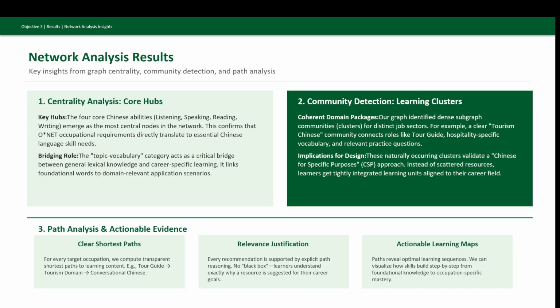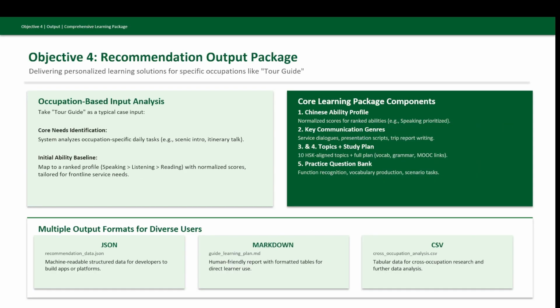For example, a clear tourism Chinese community connects tour guides, hospitality vocabulary, dialogue examples, and practice questions. Path analysis provides transparent shortest paths: tour guide to tourism domain to conversational Chinese, making every recommendation explainable. Link prediction ranks occupation-to-course candidates using shared domain and category evidence.